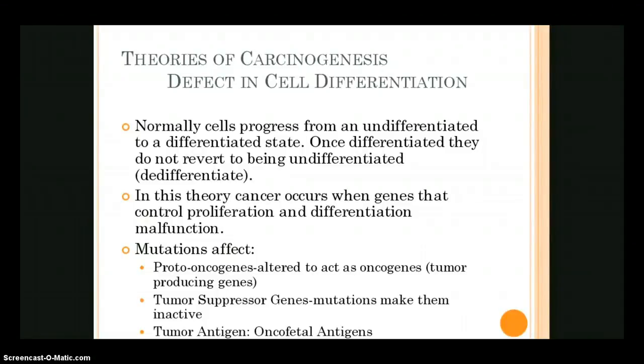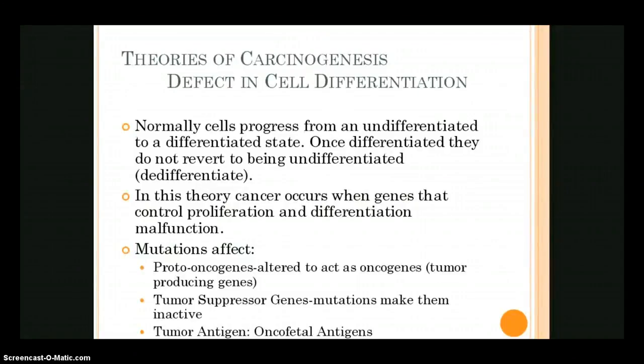Once they say, I'm going to be a skin cell, they don't all of a sudden say, oh, I didn't like being a skin cell. I'm going to go back to being a stem cell because I might want to become a liver cell next. So once they differentiate and they get their function, they stick with that for normal cells. But whenever cancer happens, then that's when the genes that control this proliferation and differentiation malfunction.